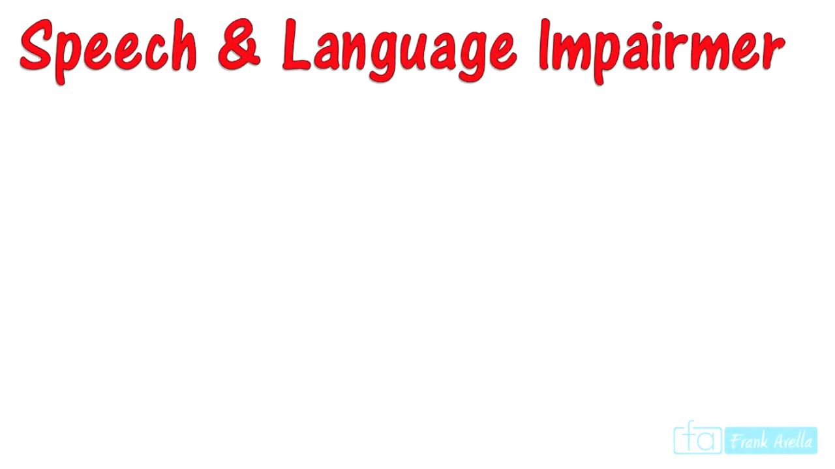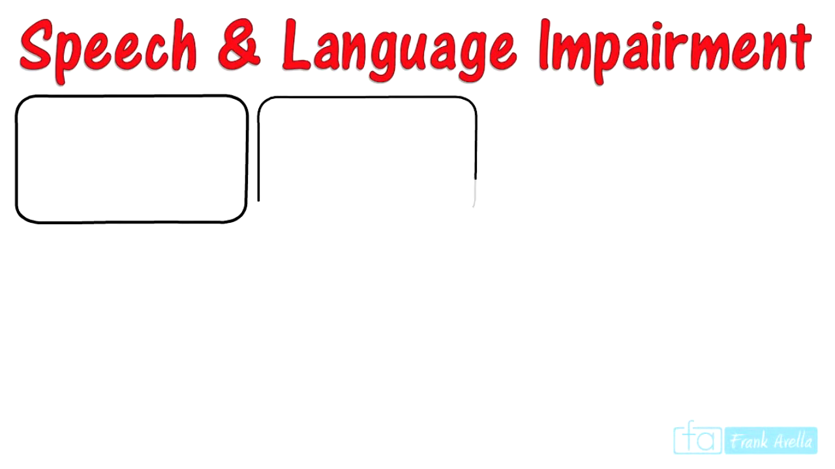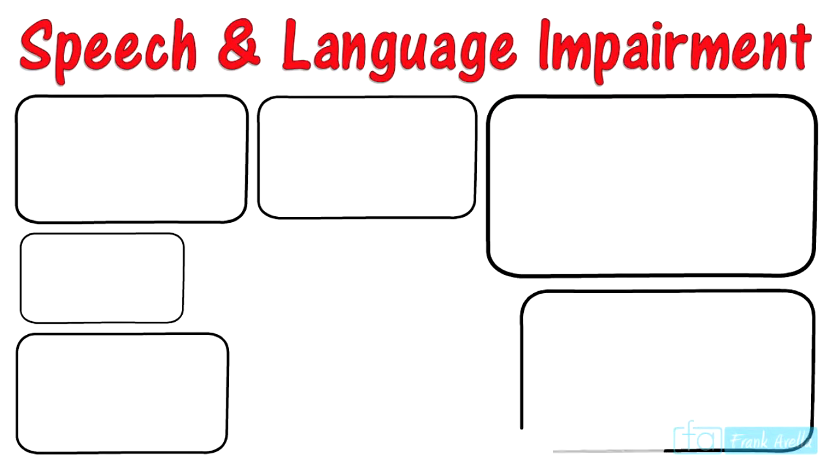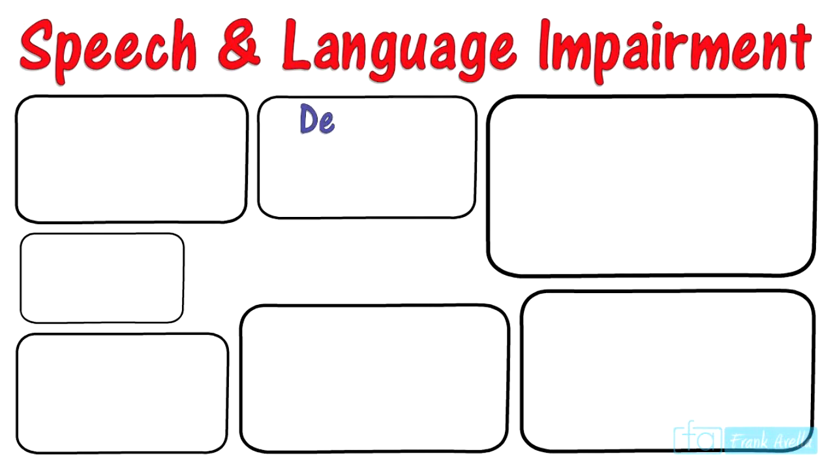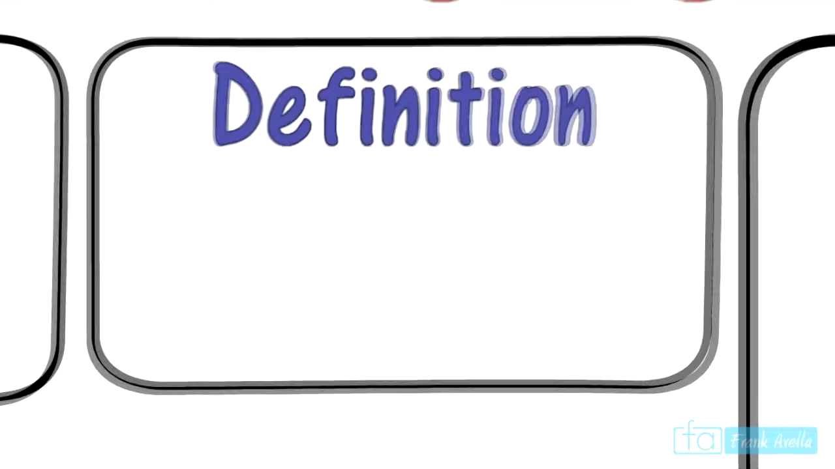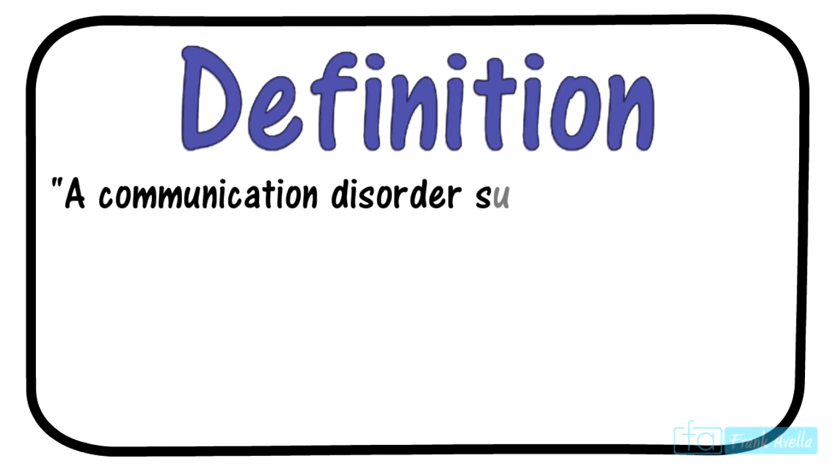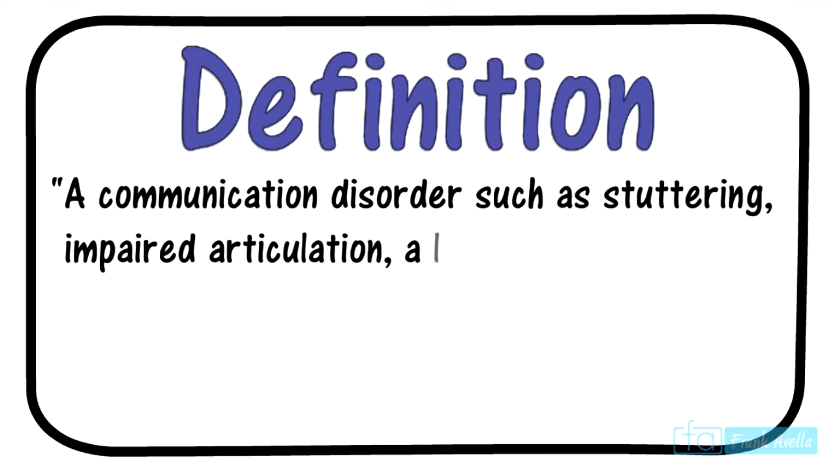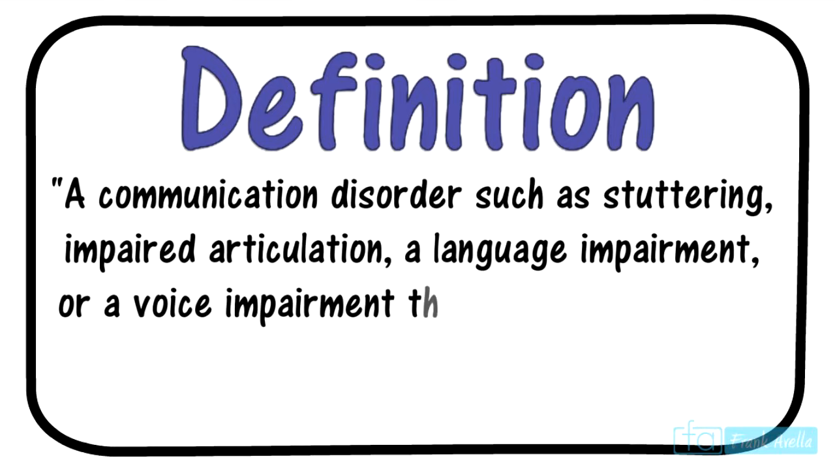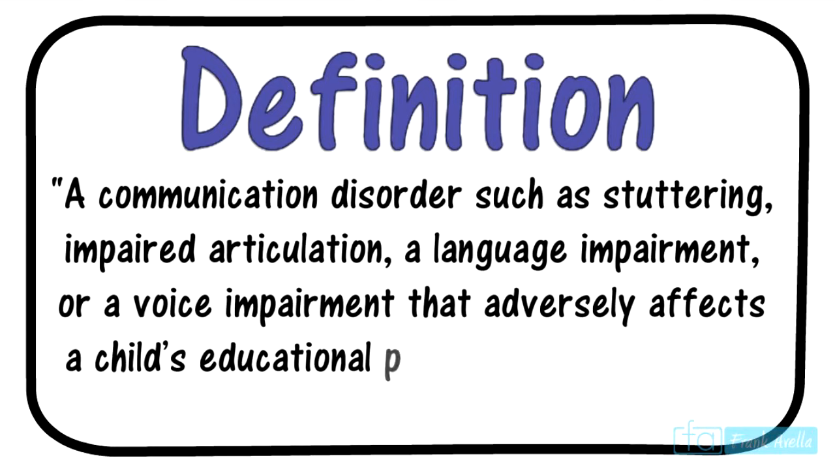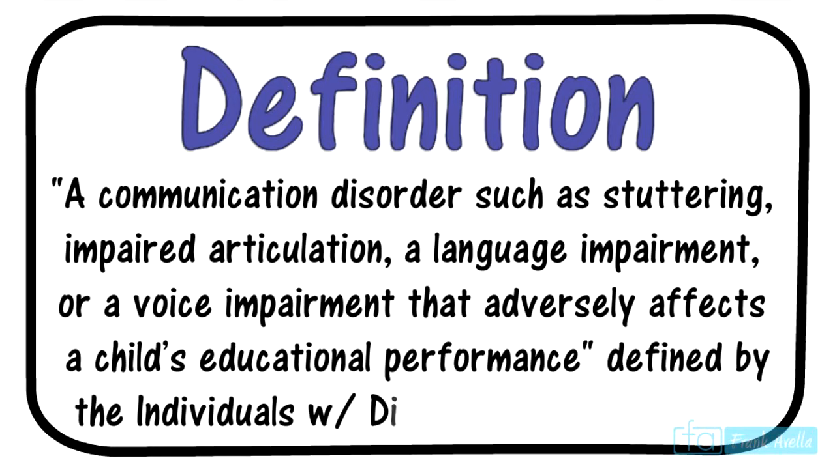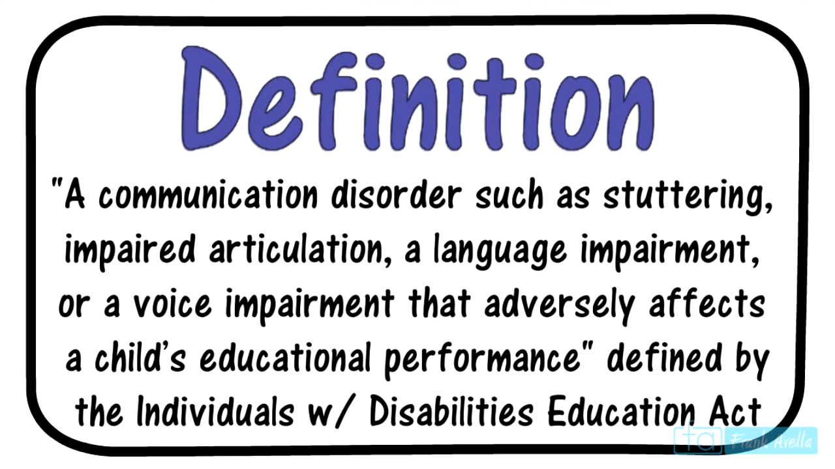I'm your narrator, Francavella. Speech and language impairments, a category of students with disabilities. Here we will cover a number of different topics, but let's begin with its definition. Speech-language impairment is described as a communication disorder such as stuttering, impaired articulation, a language impairment, or voice impairment that adversely affects a child's educational performance, as defined by the Individuals with Disabilities Education Act.